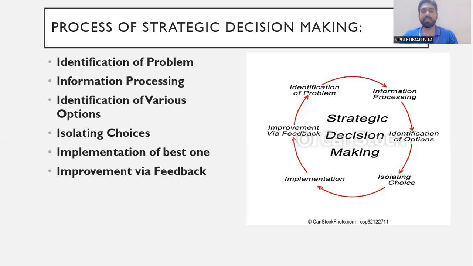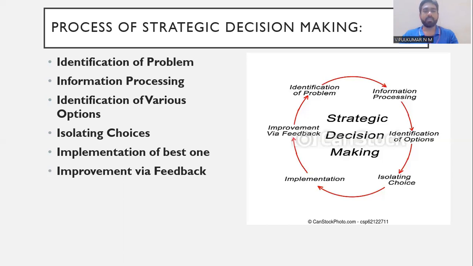We need to identify various options available. If only one option is available, we cannot think about other solutions because we only have one option. So that is the third step, identification of various options.